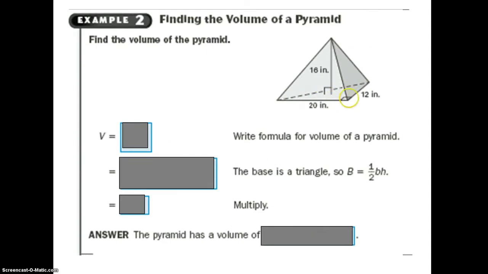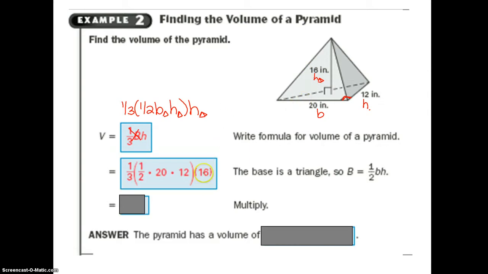This pyramid is a triangular pyramid. So if you go back to the formula that you need, we're not going to use this one. We're going to use 1/3 times 1/2 base of the triangle, height of the triangle, times height of the pyramid. Well, the base of the triangle, here's the right angle. So the base is 20, the height is 12. The height of the pyramid is 16.